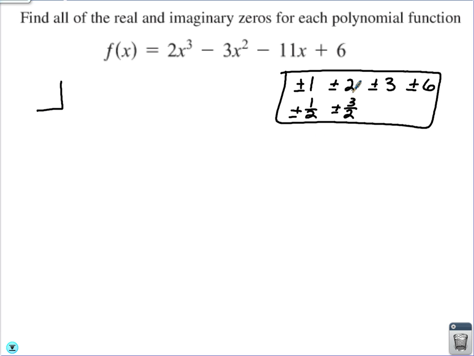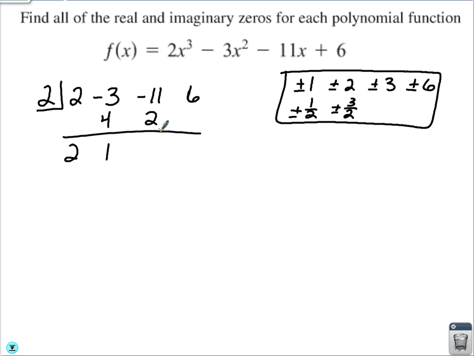What if 2 works? Let's try that. What if 2 works? Then what was a factor? X minus 2. Y'all see the relationship? So let's try 2. Why am I trying 2? I don't know. For lack of a better place to start. 2, 4, 1, 2, negative 9, negative 18, negative 12. Did it work? No.